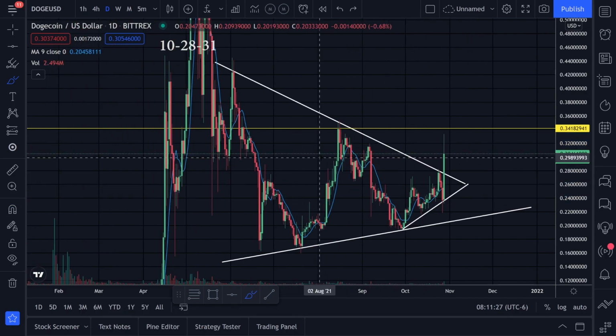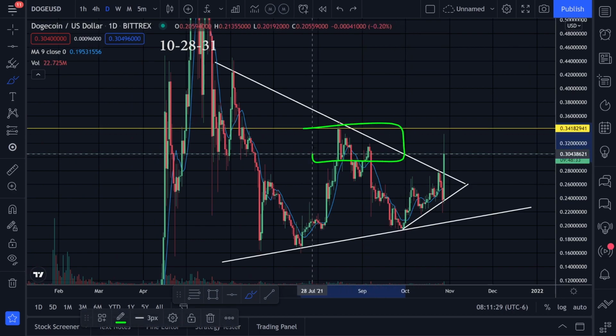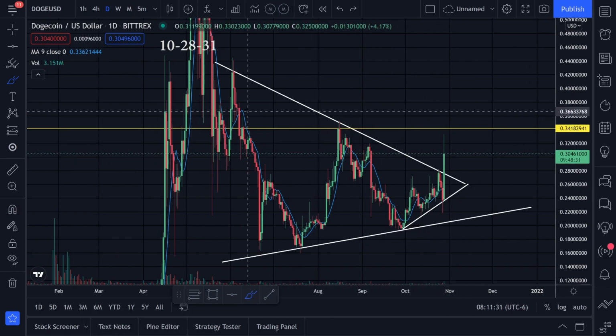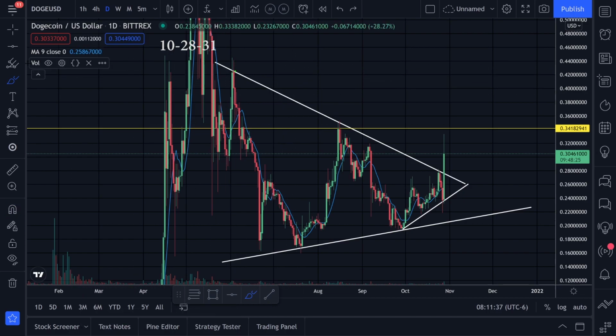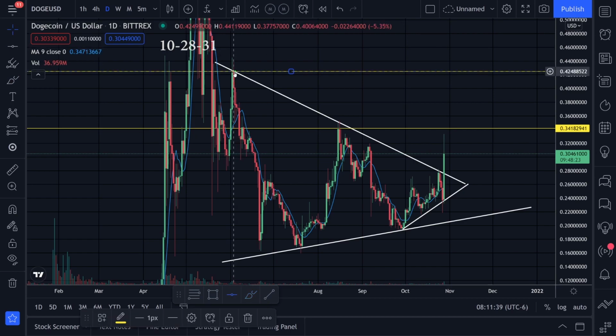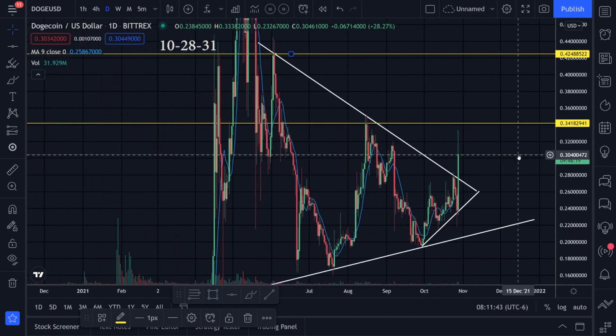What I'm thinking though is if we could break out of this zone right here, if we could break this yellow line, then I'm thinking we could target this line up here, which would be around 0.425. Let's do another horizontal line right here, something like that. So around 0.424, something like that.